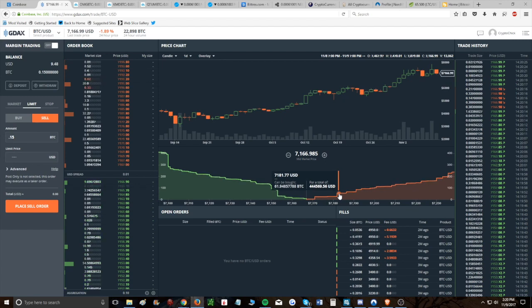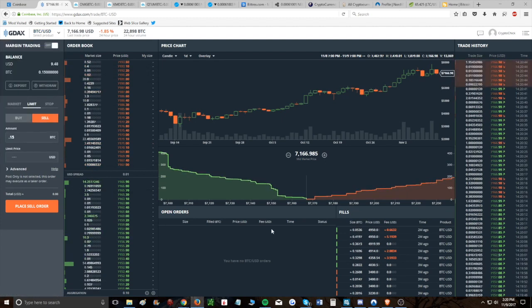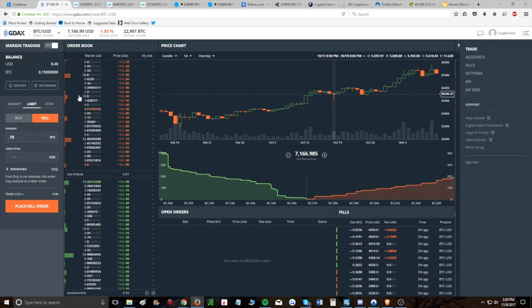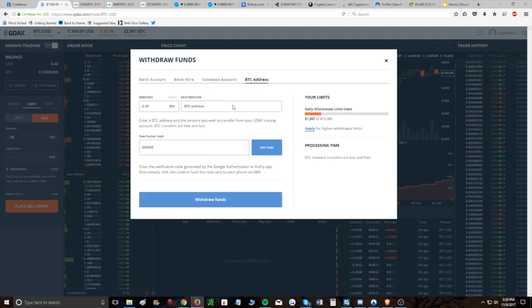Now, a lot of people ask, how do I get my money out of GDAX and into Bittrex to trade the other altcoins? Maybe I'm sick and tired of trading these 3 coins versus USD or BTC or Euro. Maybe I want to get into more of the altcoins. So first, you'd have to withdraw your money, click on BTC address.